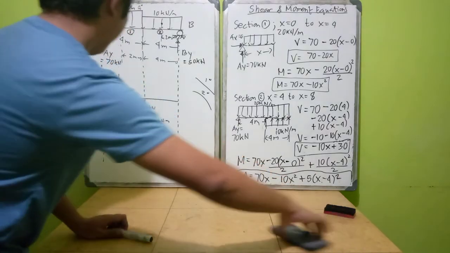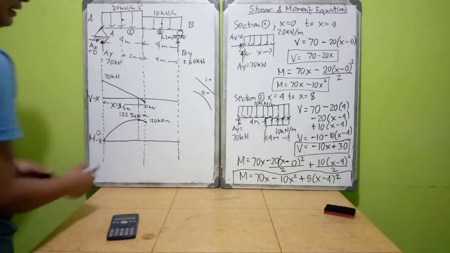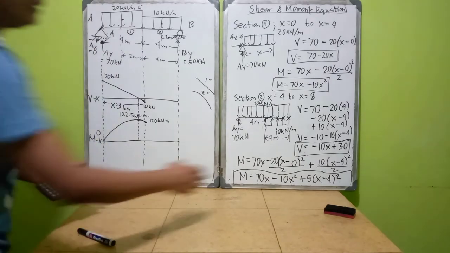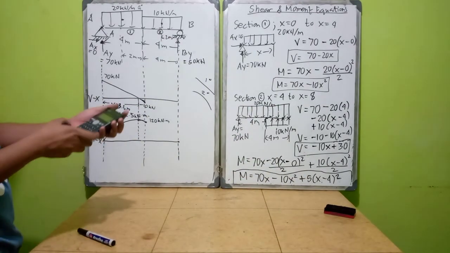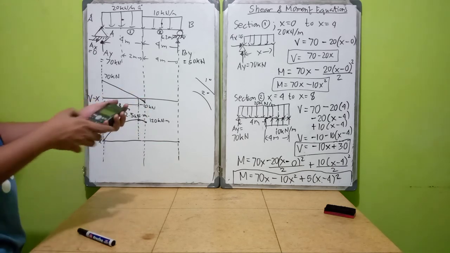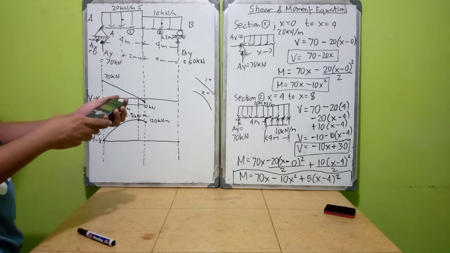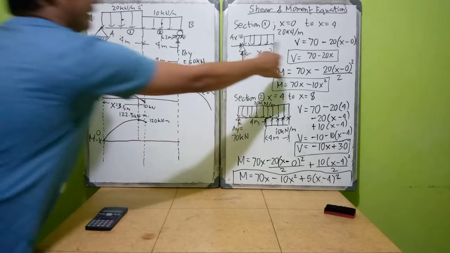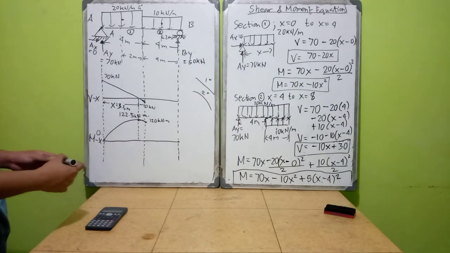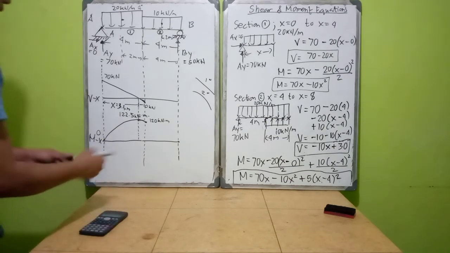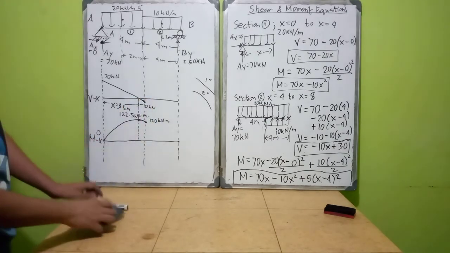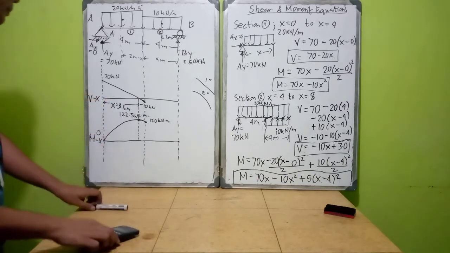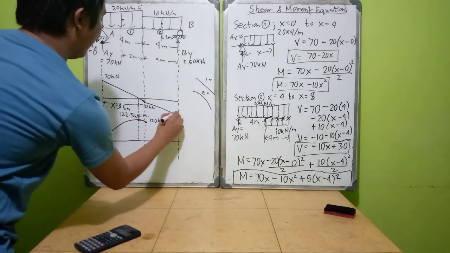So, let's find V when x is equal to 4. So when x is equal to 4, we have negative 10 times 4 plus 30. So negative 10. It's correct, okay? So it coincides with shear in section 1 at the end when x equals 4. So correct, negative 10. And then when x is equal to 8, negative 10 times 8 plus 30 is equal to negative 50. Okay, so we can draw this one like this.